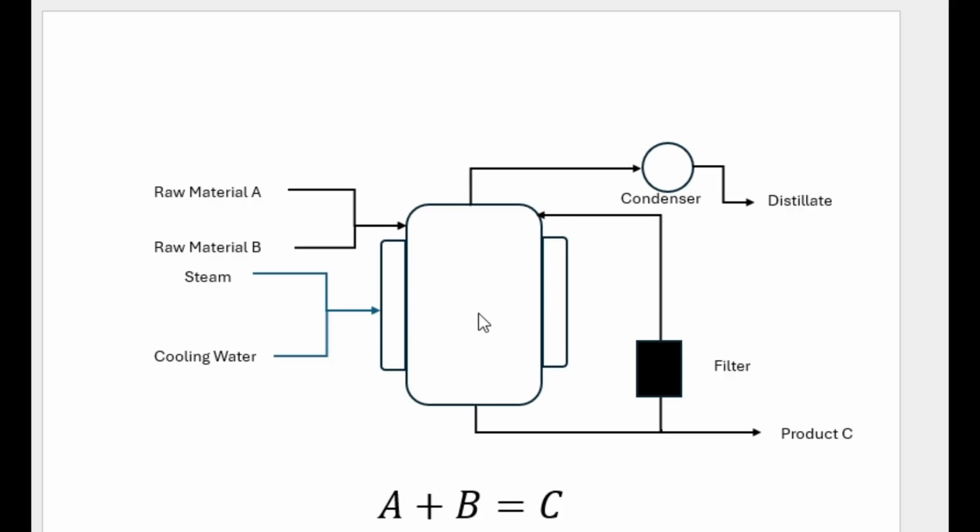All right, so we have a process to produce product C by reacting raw materials A and B in a batch reactor. This batch reactor has raw material coming in and product C coming out. You have a filter, and a condenser, which is probably tied to a vacuum pump. You have a jacket where you have steam and cooling water, for cooling and heating purposes.